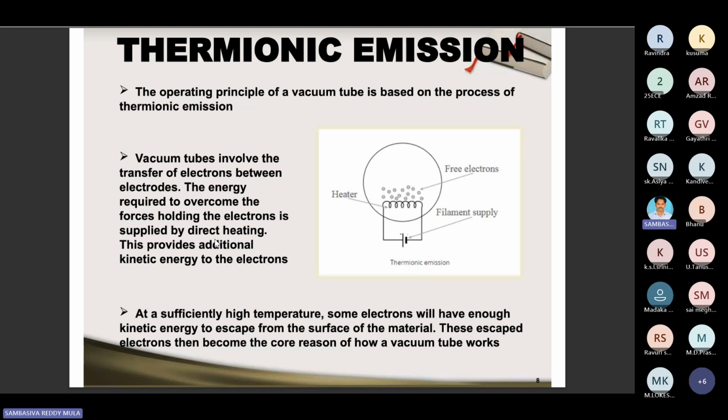To make these electrons move in an ordered fashion, we use a cathode as well as an anode. We know that the cathode generates the electrons and the anode will attract those electrons so that they move in one certain direction. It will cause the flow of electrons, or the current. At a sufficiently high temperature, some electrons will have enough kinetic energy to escape from the surface of the material. These escaped electrons then become the core reason of how a vacuum tube works.